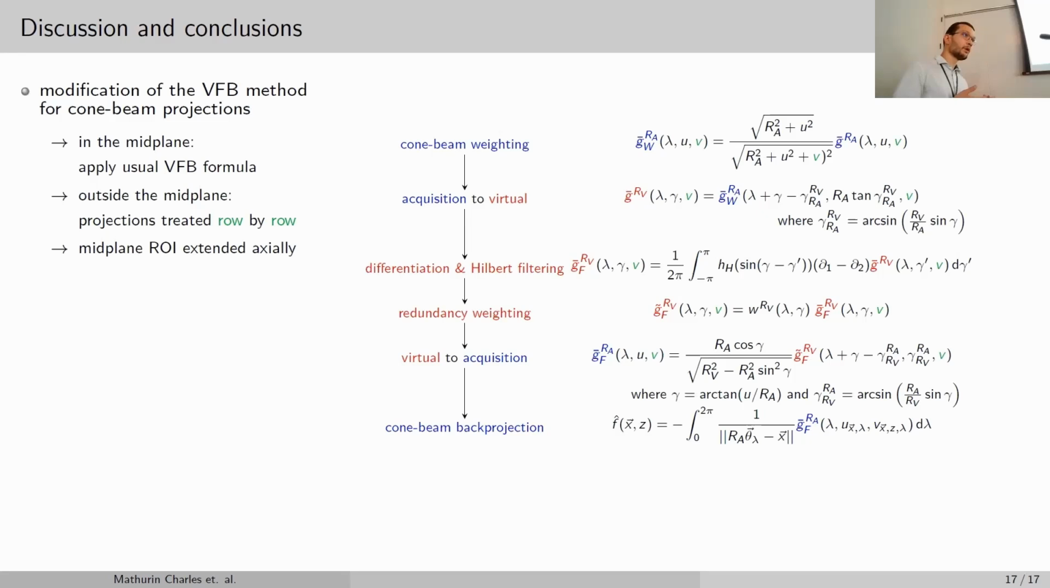So to conclude, we have modified the virtual fan beam formula to perform 3D reconstruction for a circular source trajectory with a transversely truncated cone beam projection. In the midplane, we have applied the usual virtual fan beam formula. And outside the midplane, this formula was extended by applying the same treatment to every row, for the parameter V fixed, of the cone beam projection just after the cone beam weighting step.